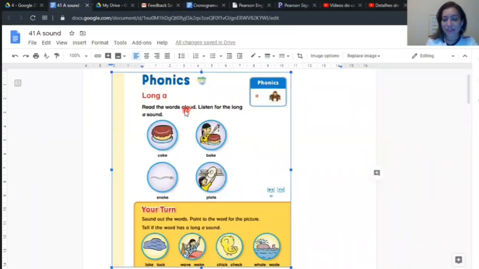Okay, darling. So this is page 97 of your book. All right. And this is the sound we are studying today. Okay, the long A sound. So here we have some examples of this long A sound. I'm going to say the words and I want you to repeat after me, okay?